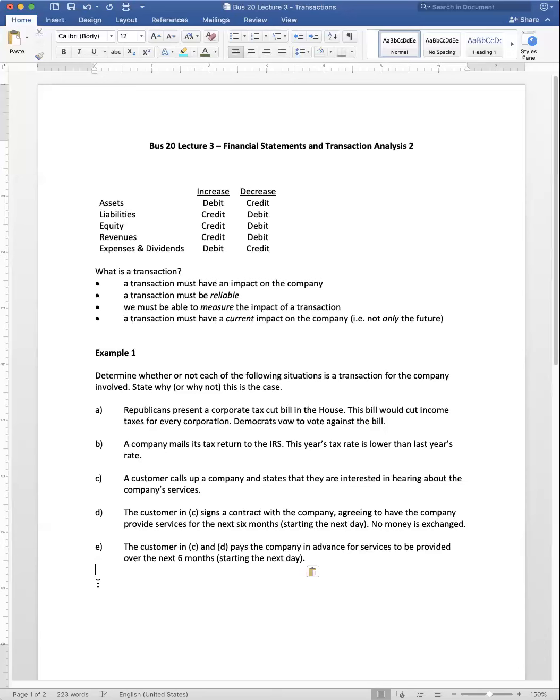All right, we already know it impacts the company, it's reliable, it's measurable, and now the customer is giving the company cash today. So even though the insurance period doesn't start until tomorrow, that's in the future, the cash payment is today. And that is a current impact on the company. So that would make this a transaction to be recorded. And in a couple of lectures, we're actually going to talk about this exact transaction. You know, what does the company do when customers pay for stuff in advance? And we'll go through that. For now, we'll just say that because there's cash exchange today, it impacts the company right now. And so therefore, this is a transaction.